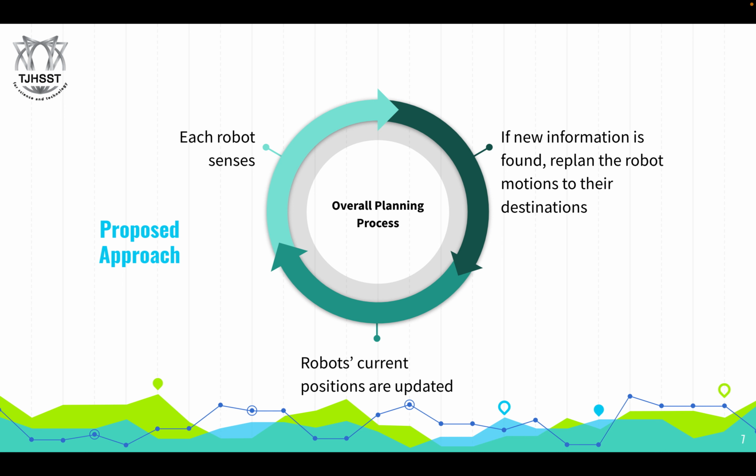So the current proposed approach of what this looks like is each robot is going to sense using the sensing algorithm that is in place. And if any new information is found, then these robots will need to replan their motions to get to their final destinations. Once these new plans or paths have been found, these robots' current positions are updated to the new step, and then these robots are going to sense again in case any new information can be found in this new location. So this is how the cycle works to get to their final destination.